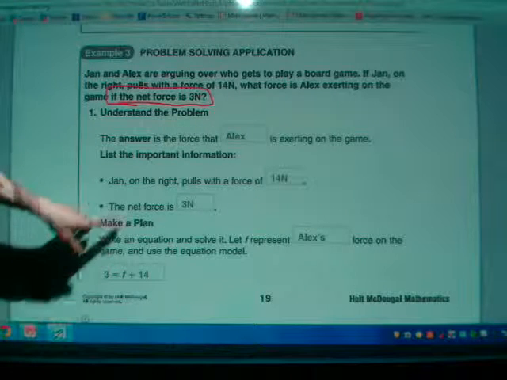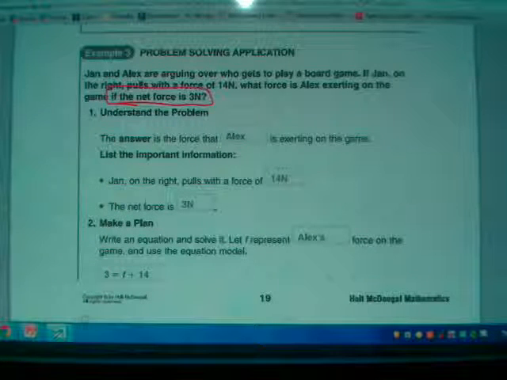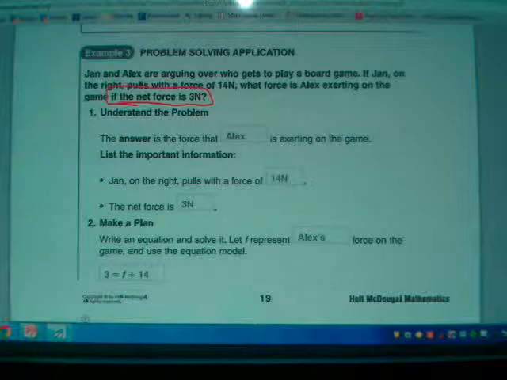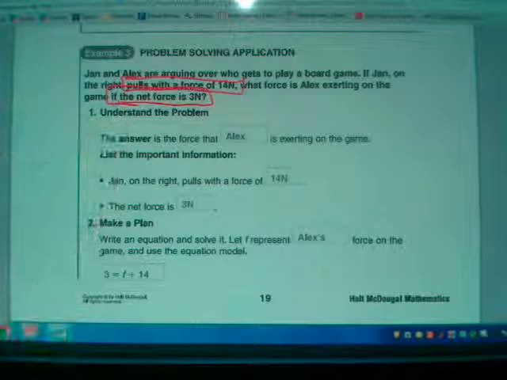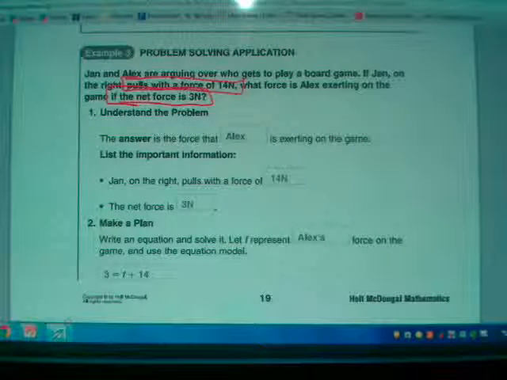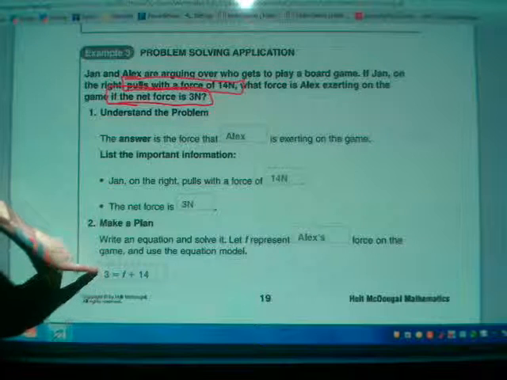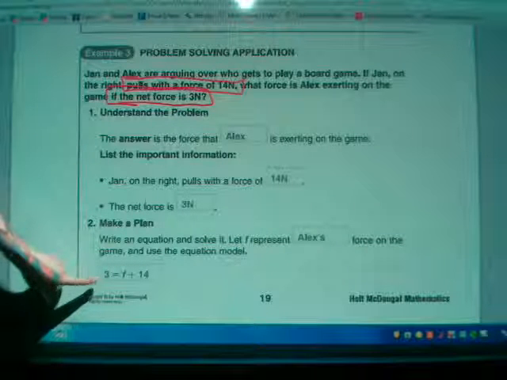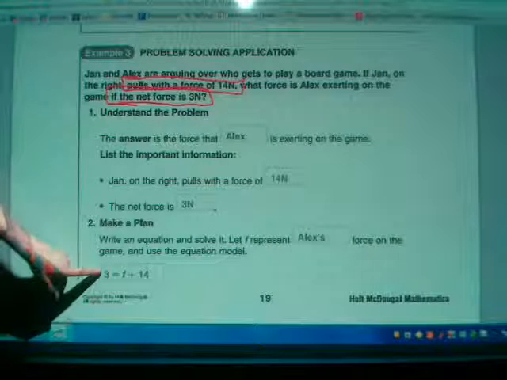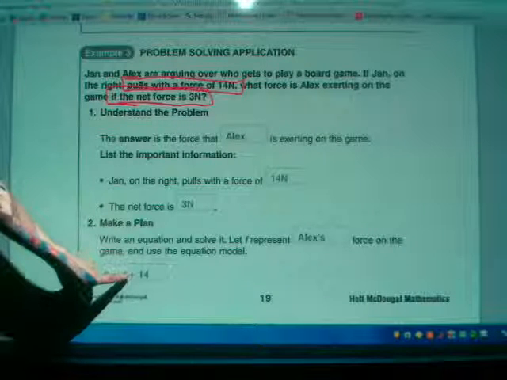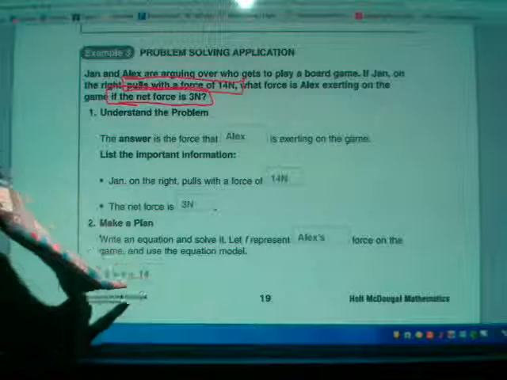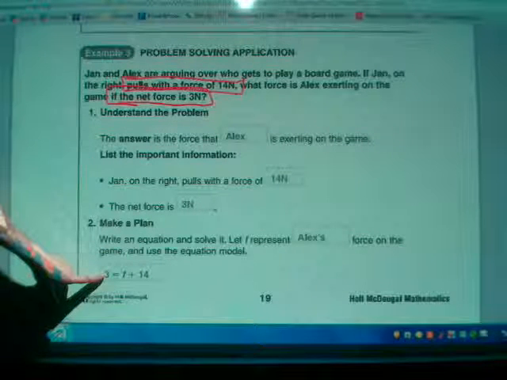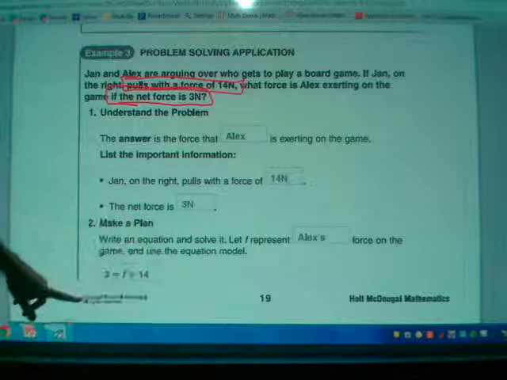Now, what they said here is that Jan, who's on the right, is pulling with a force of 14 N, which is what's here in the second sentence. So 14 for Jan plus whatever Alex is doing has to equal 3. Now, this equation is written a little bit backwards from what we like, but it works. Look at what it says right here. The force that we don't know plus Jan's force of 14 equals the total force, which is 3. There's your equation that we're going to solve.